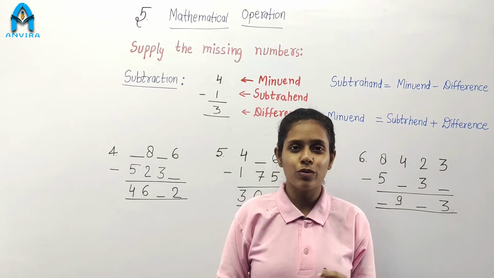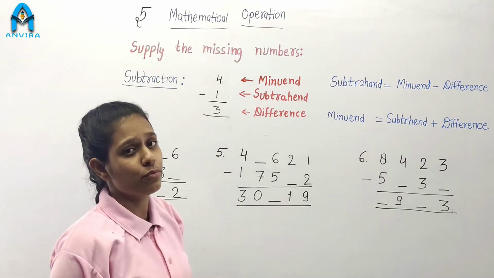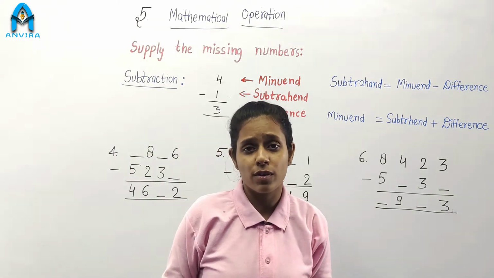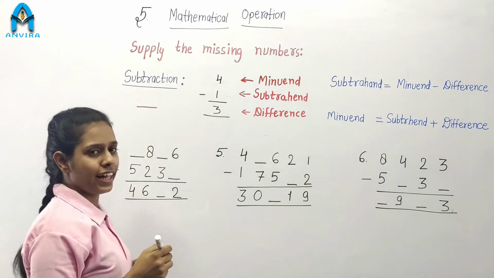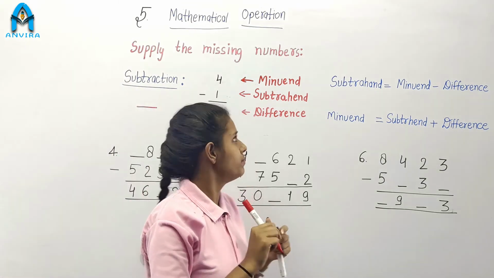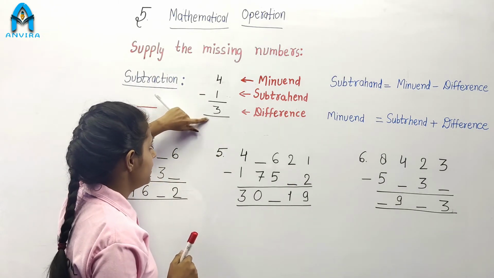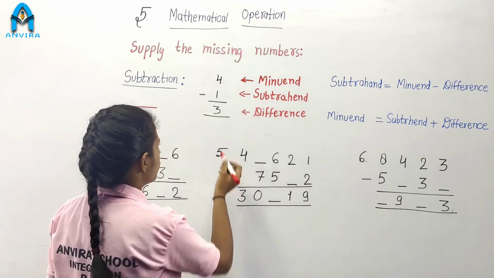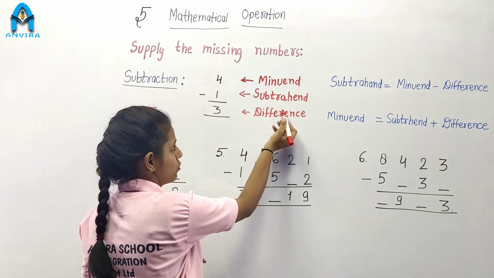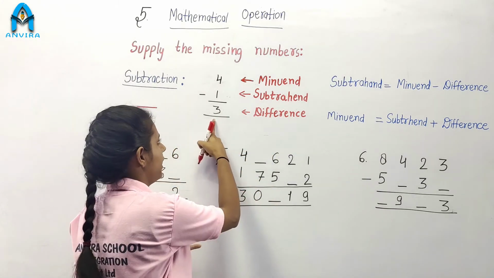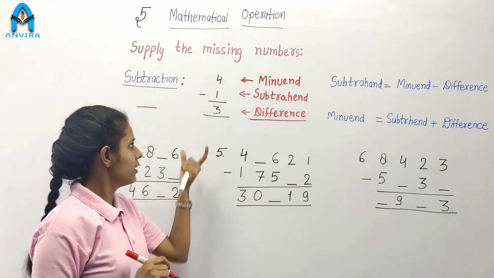Now let's go to our next operation. Which is our next operation? Our next operation is subtraction. Which is the sign of subtraction? The sign of subtraction is like that. Let's start. So 4 minus 1 is equal to 3. So 4 is called minuend, 1 is called subtrahend and 3, the answer, is called difference.